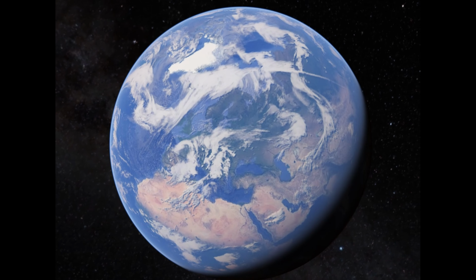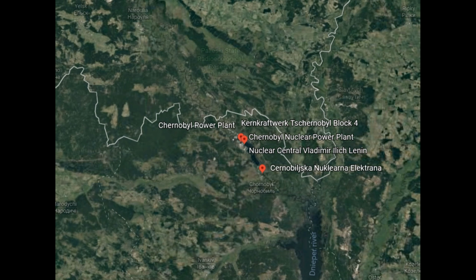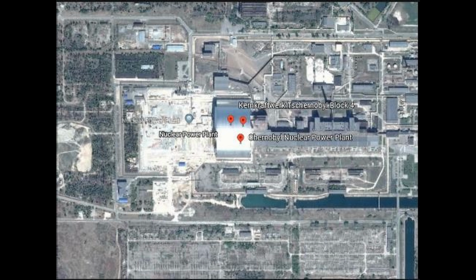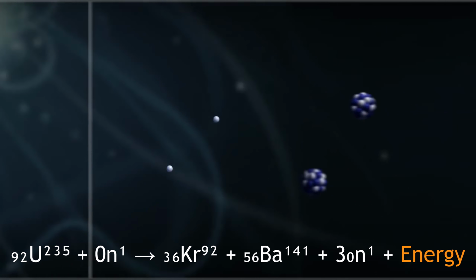At 1:23 a.m., April 26, 1986, the biggest nuclear disaster in human history was in motion. Near the Soviet town of Pripyat, Ukraine, was the Chernobyl RBMK nuclear power reactor. The reactor created power through fuel rods of uranium-235.